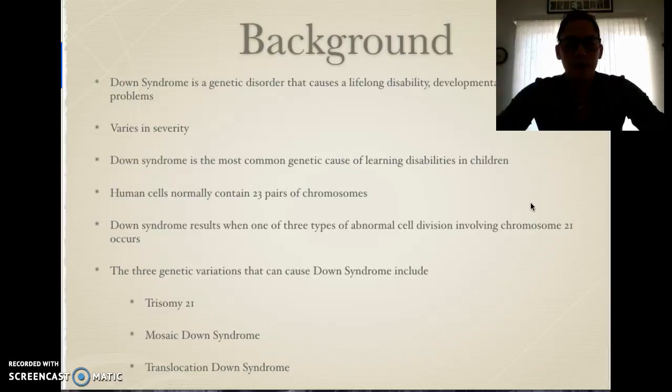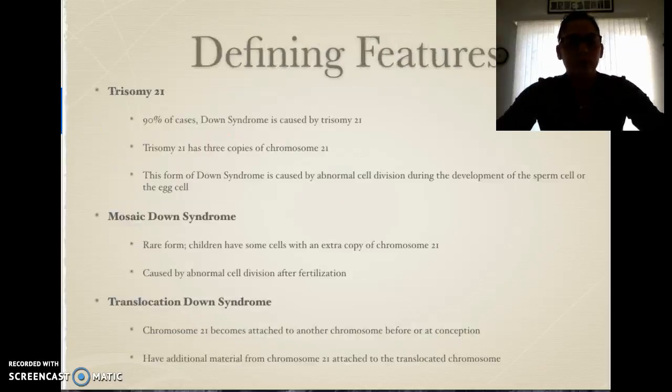The three genetic variations that can cause Down syndrome include trisomy 21, mosaic Down syndrome, and translocation Down syndrome. Defining features. Trisomy 21 causes 90% of cases of Down syndrome. It has 3 copies of chromosome 21 instead of the usual 2. This form of Down syndrome is caused by abnormal cell division during the development of a sperm cell or the egg cell. Mosaic Down syndrome is a more rare form.